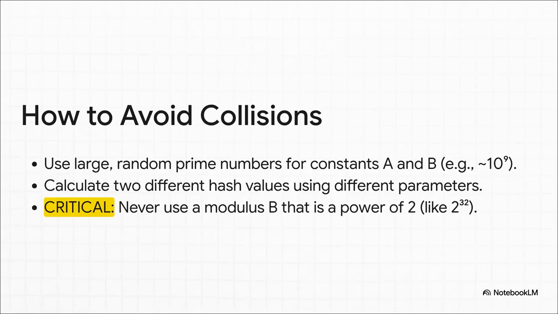Here's your exam playbook. First, always choose large, random prime numbers for your constants A and B. For extra security, you can even use two totally different hash functions. The odds of a collision on both of them are tiny. And here's the critical takeaway. Whatever you do, never use a power of 2 for your modulus B. It might seem convenient, but it's a well-known vulnerability that can be exploited to cause lots of collisions on purpose.